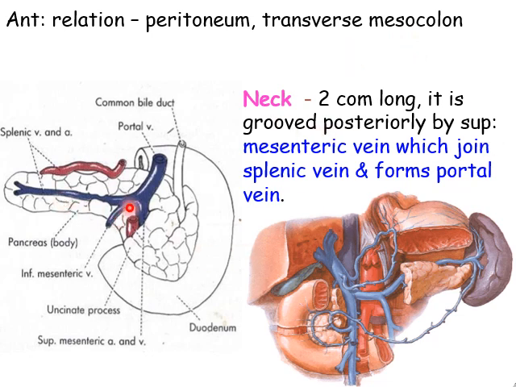Now the neck. The neck is 2 centimeters long. In the neck, posteriorly, there is a groove. In the groove, this is the splenic vein and this is the superior mesenteric vein, which unite to form the portal vein. This portal vein goes to the liver, and from the liver, the right, left, and middle hepatic veins drain to the inferior vena cava.